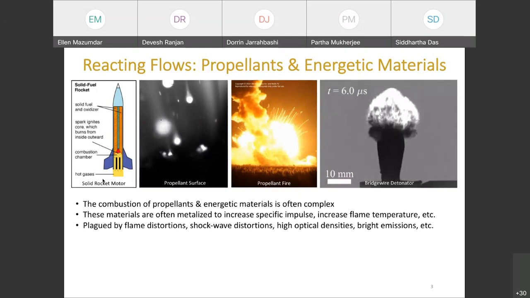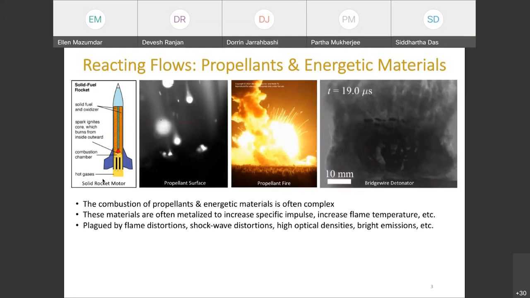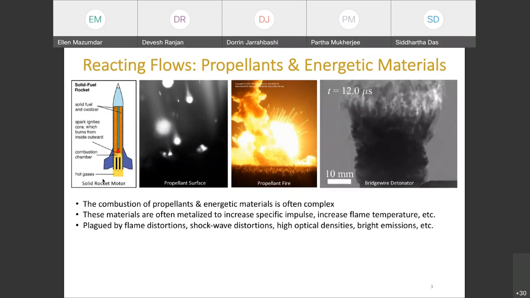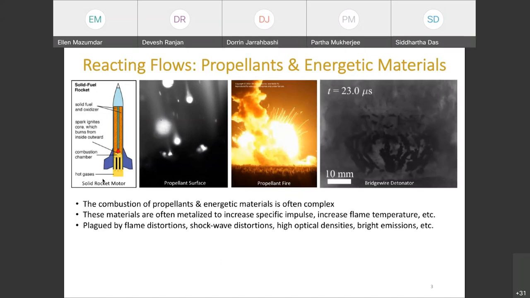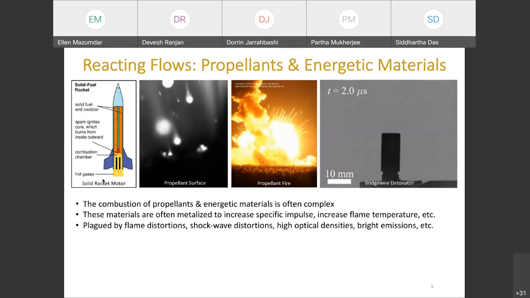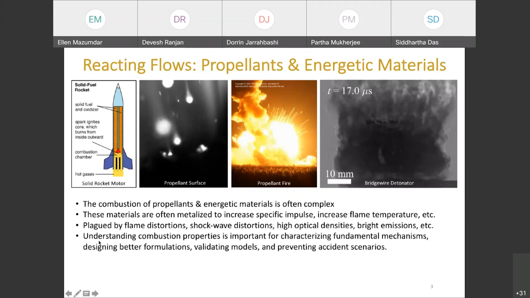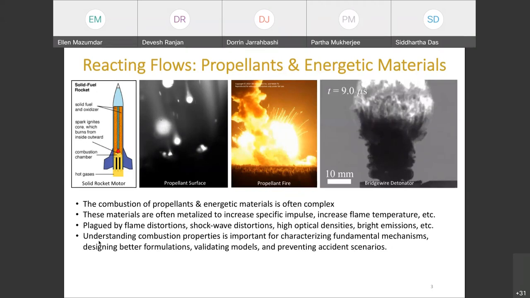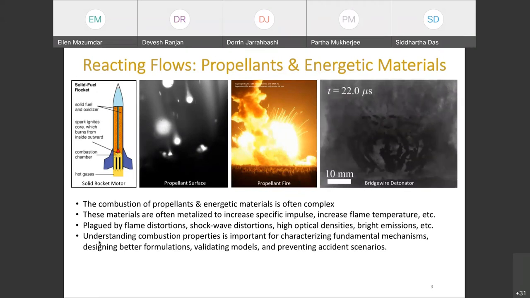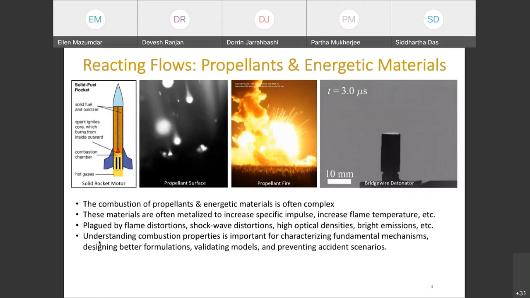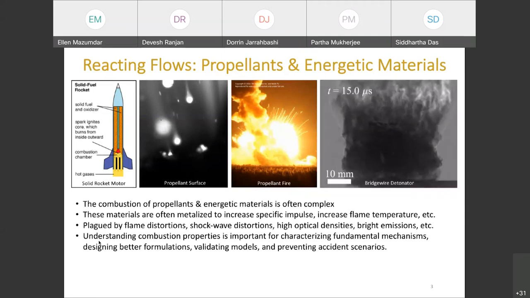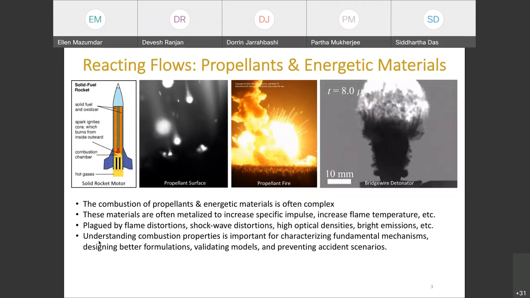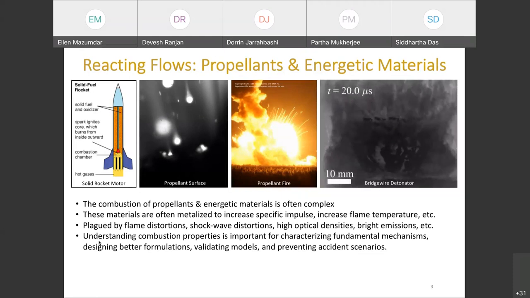So these environments are also really difficult to make measurements in. They're often plagued by flame distortions, shock waves, bright emissions. And so making diagnostics work in these applications is very difficult. So there's a couple of techniques that work really well. What we're really interested in at the end of the day is understanding the combustion properties, temperature properties, fundamental combustion mechanisms, and we're interested in looking at new formulations for these materials, validating models, and looking at ways to prevent accident scenarios.